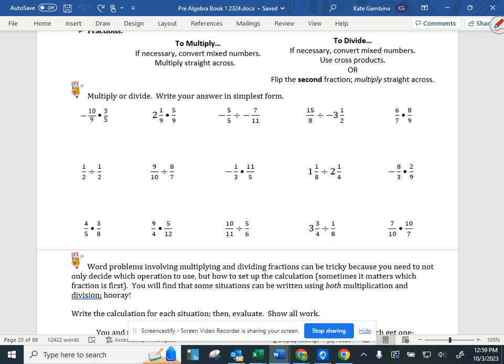And then we have to remember positives and negatives. Same signs, your answer is positive. Different signs, I have a negative and I have a positive. What's my answer going to be if I have a negative times a positive, Damien? Negative. It's going to be negative.